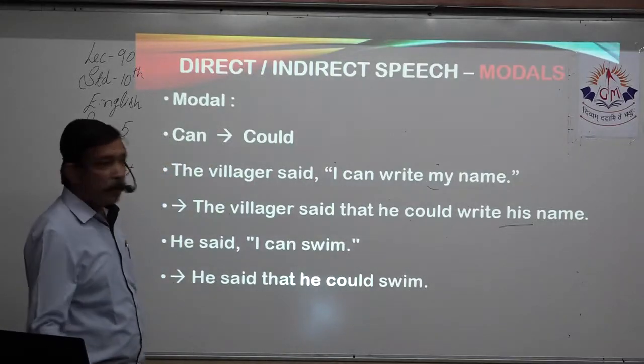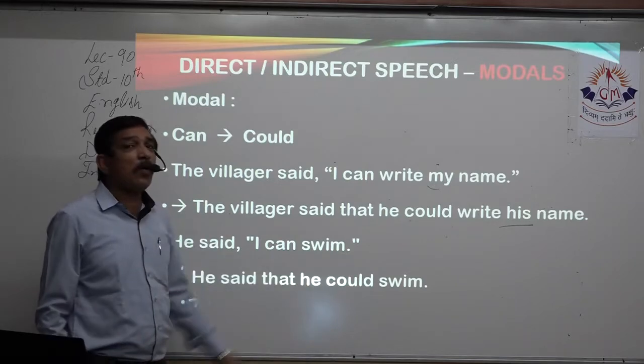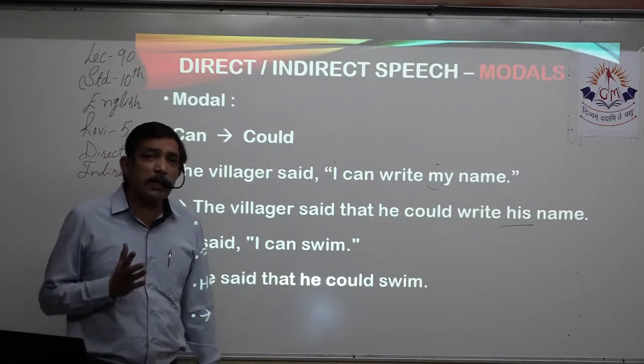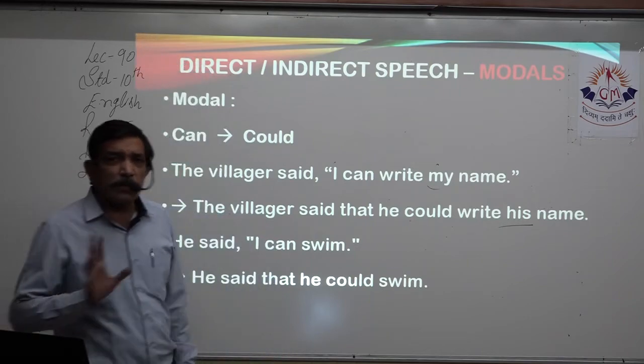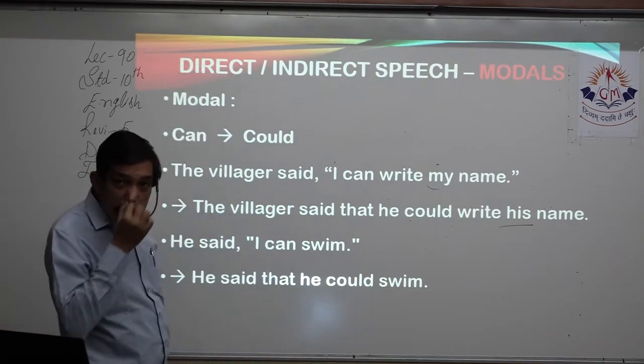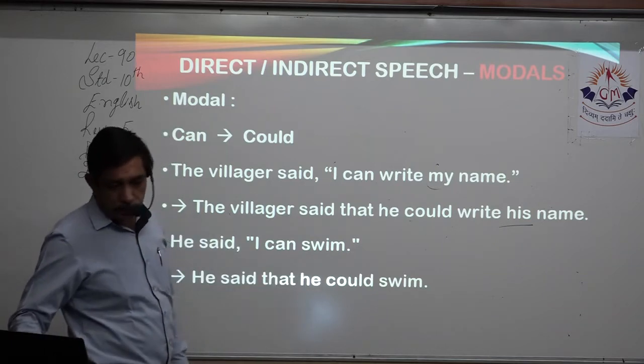He said, "I can swim." Can says ability, right? So he said that he could swim. Here also a little bit of expression of ability is said. He could swim. That means he can swim. So that is how we consider could as the past tense of can.